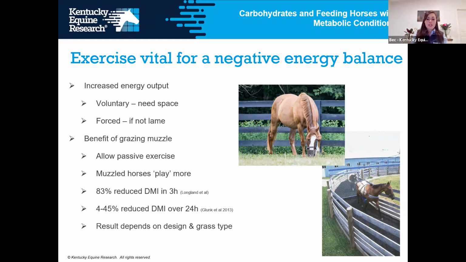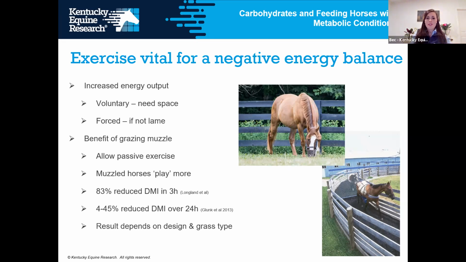So there are lots of benefits to having this grazing muzzle. If you can facilitate that, we know that it will reduce dry matter intake by 83%, and it does reduce over a 24-hour period as well. But it does depend on the design, the grass type, and you just want to make sure that that horse is able to drink and used to drinking with these grazing muzzles on as well.